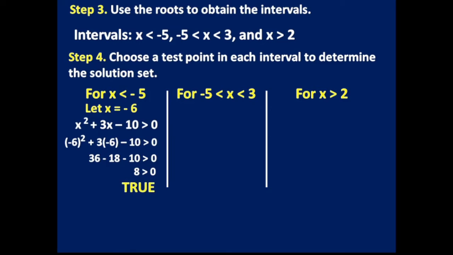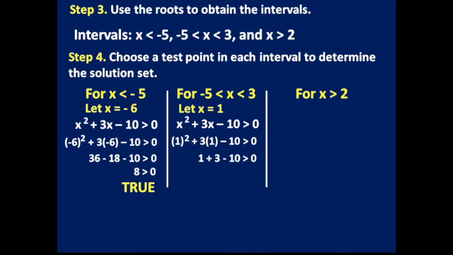For the interval negative 5 is less than x less than 3, let x equal to 1. Substitute the value of x, which is 1, to the given quadratic inequality x squared plus 3x minus 10 is greater than 0. We have the square of 1 plus 3 times 1 minus 10 is greater than 0. Then simplify. We have 1 plus 3 minus 10 is greater than 0. Negative 6 is greater than 0. So the statement is false.